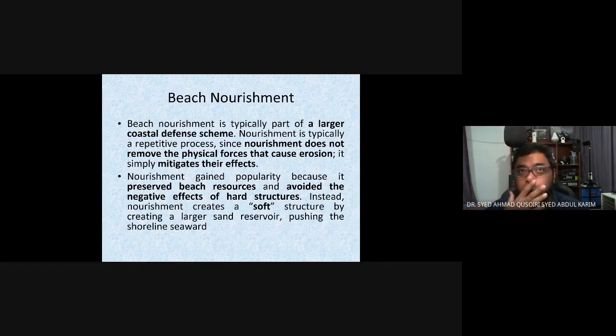Okay. So dia keluar modal lah sikit untuk memperbaiki kesan akibat hakisan. So it preserves the beach resource and avoids the negative effect of hard structure. Okay. Dan untuk memastikan kerja-kerja perbaikan tu tak terlalu kerap, biasanya dia akan melebarkan lagi kawasan pantai tu. Dia tambah lagi dengan pasir. Okay.